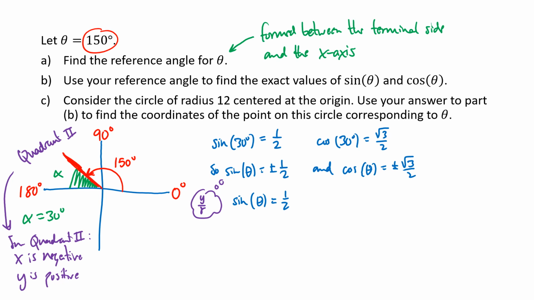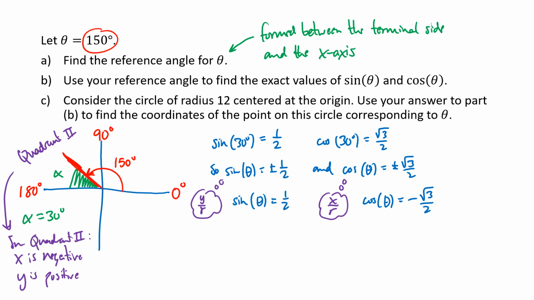But the cosine of theta is defined to be x over r. Again, I don't know what x and r are, right? I don't know what my radius is, but I do know that the x is going to be a negative number, and the radius is always positive. And so that means that the cosine of this theta, this 150 degrees, is going to be a negative number, so it's going to be negative radical 3/2.